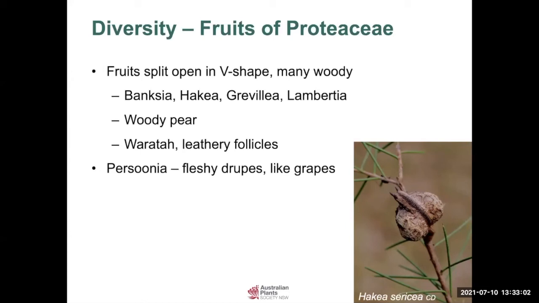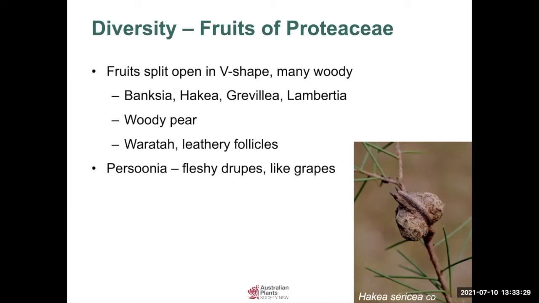And then you get to Warrigal, and it's got those leathery follicles. It's not really woody, but they do split open down the middle. And then you get to Persoonia, which really doesn't fit that description at all, where the fruits are fleshy drupes. They look like grapes, but they're definitely not woody, and they don't split open.